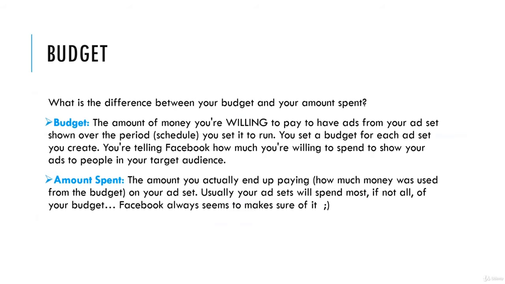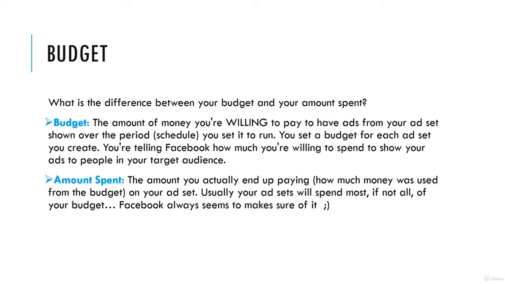A common question I get from clients: what is the difference between your budget and your amount spent? The budget is the amount of money you're willing to pay to have your ads from your ad set shown over the period or schedule you set it to run. You set a budget for each ad set you create. You're telling Facebook how much you're willing to spend to show your ads to people in your target audience.